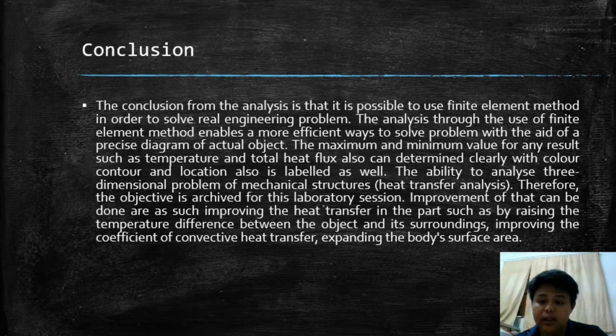Improvements that can be done are improving the heat transfer in such parts by raising the temperature difference between the object and the zone ring, improving the coefficient of convective heat transfer, and expanding the body surface area.